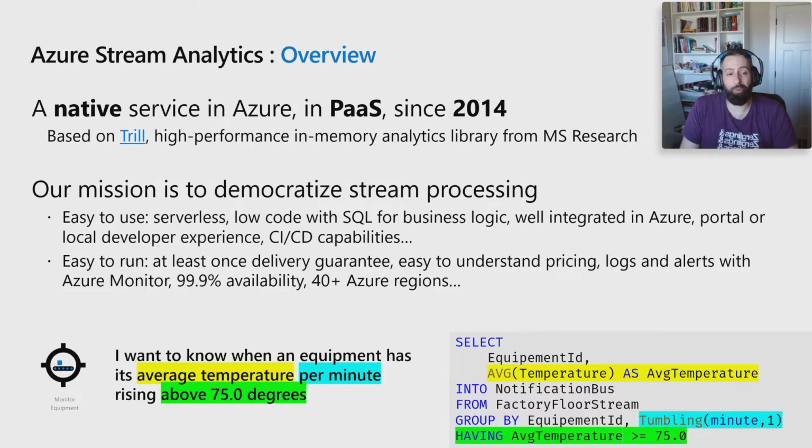And pretty much what you're doing is writing a SQL query. So let's say your business case is, I want to know when an equipment has its average temperature per minute above 75 degrees. This is the SQL query. You know how to write those. So select with an average, group by, having clause. The only thing that's a little bit newish is the tumbling window. The tumbling window just applies the temporal component of that query. And we will be discussing that and the other differences between the SQL we offer and T-SQL, so you know exactly how to figure those out.